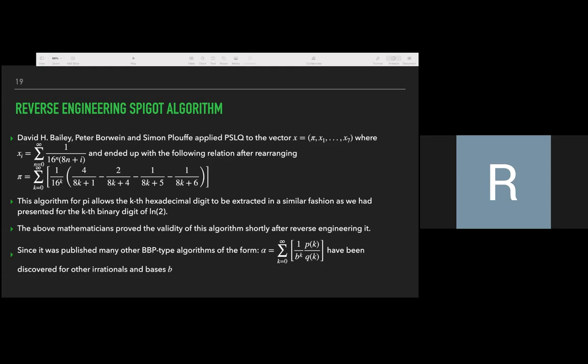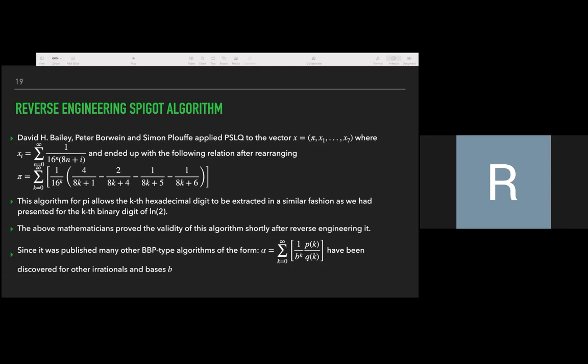This allows us to calculate the kth hexadecimal digit, or some binary power digit. It's done the same way, though a little more complicated since we have a more complicated rational function, but you can see the 1 over 16 to the k, and that's basically what's making this mojo work.